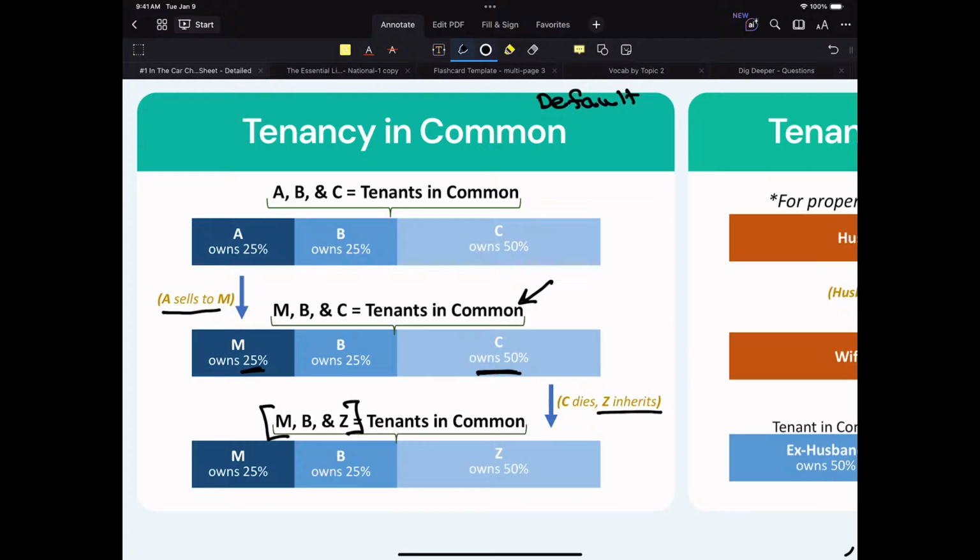I mean, there is nothing special right here. This is what happens when you've got just more than one owner. Cool.